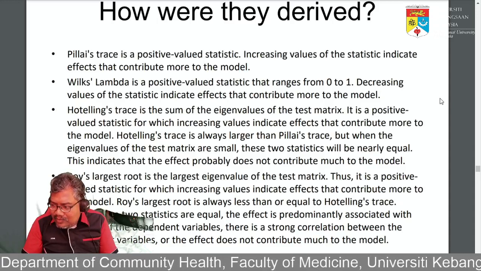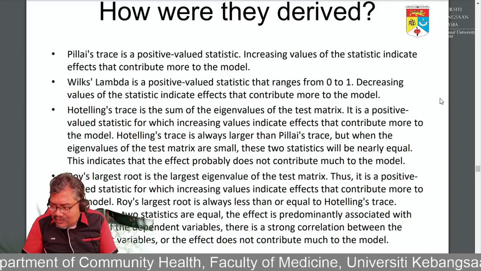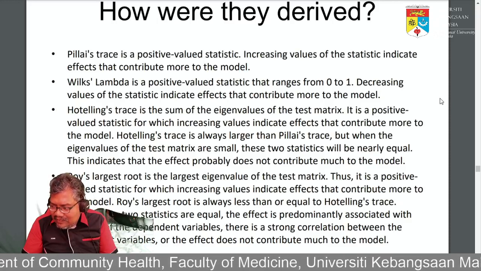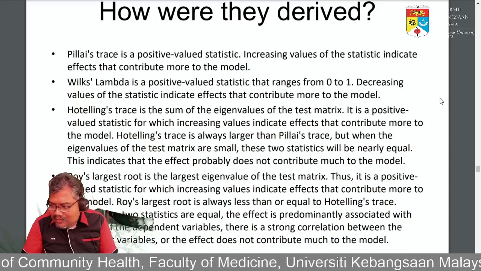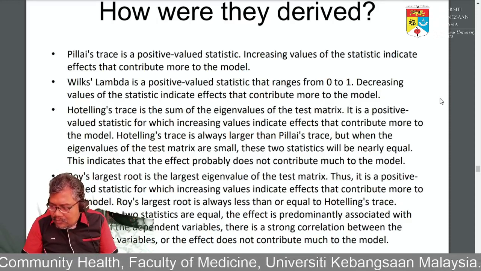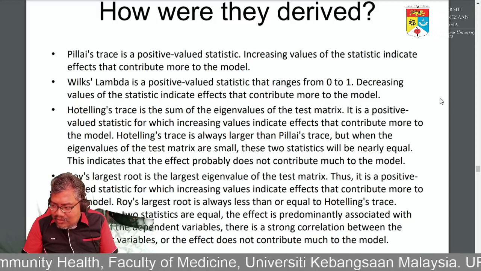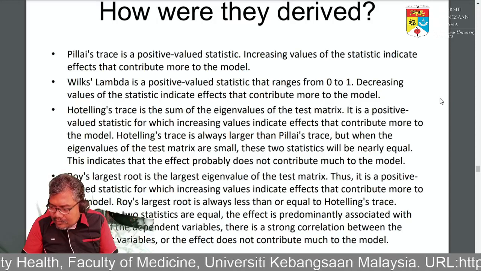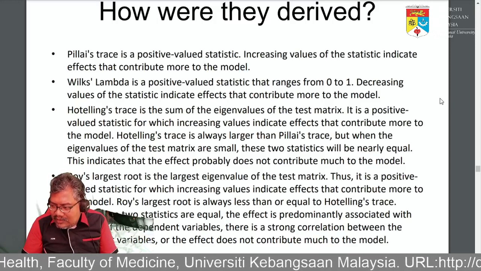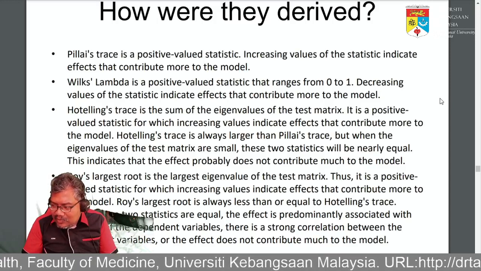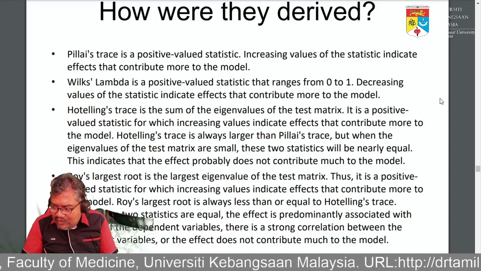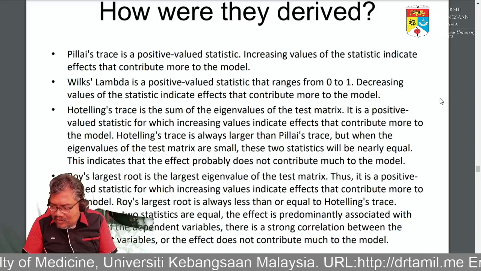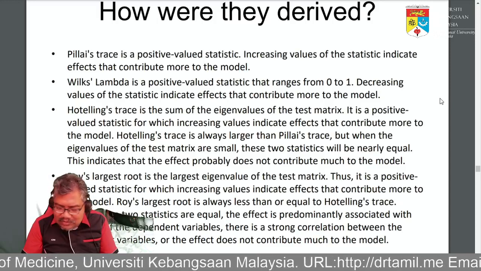Roy's largest root is the largest eigenvalue of a test matrix. Thus, this is a positive value statistic for which the increasing values indicate the effects that contribute more to the model. Roy's largest root is always less than or equal to the Hotelling trace. When these two statistics are equal, the effect is predominantly associated with just one of the dependent variables, there is a strong correlation between the dependent variables, or the effect does not contribute much to the model.